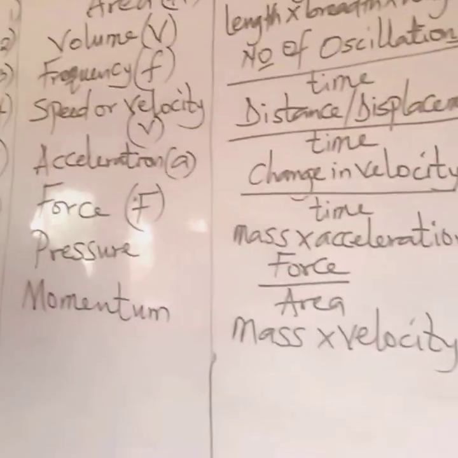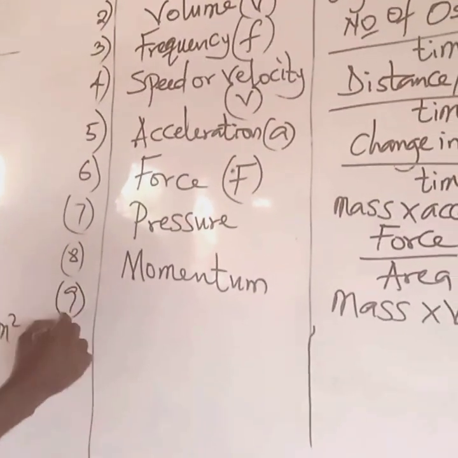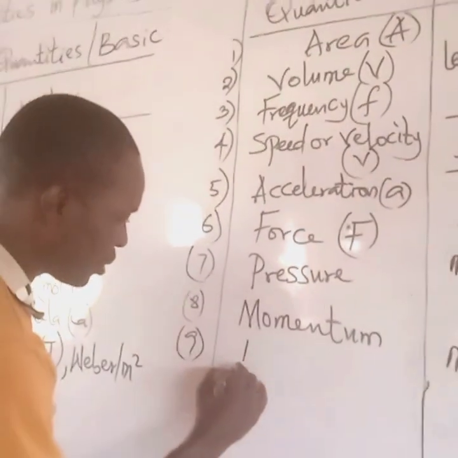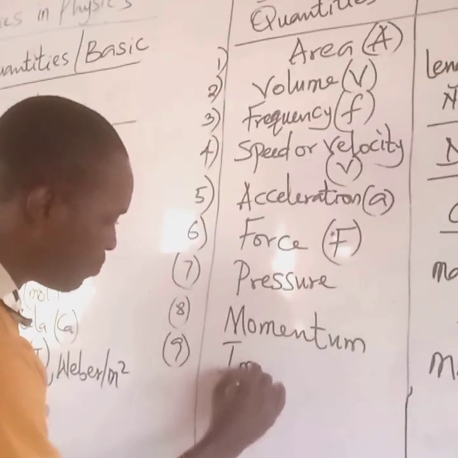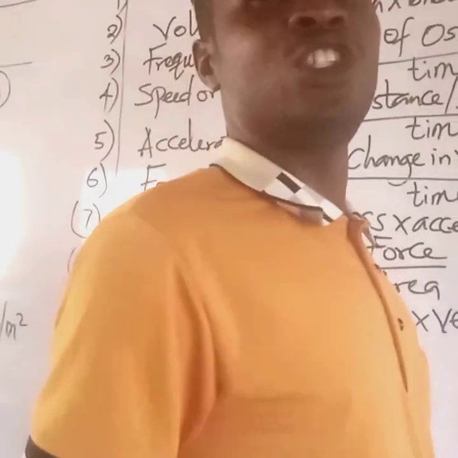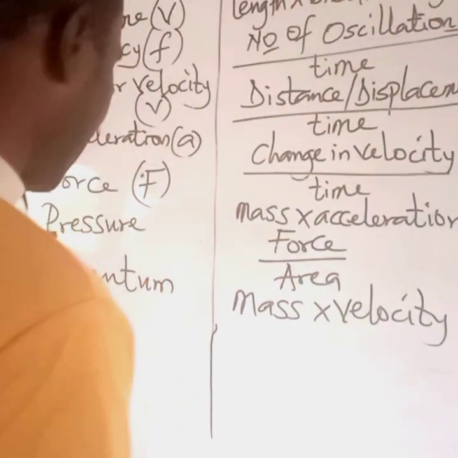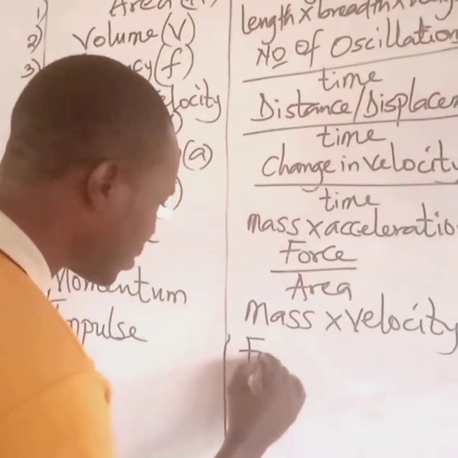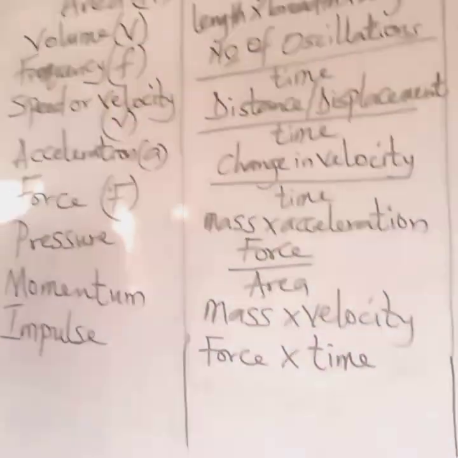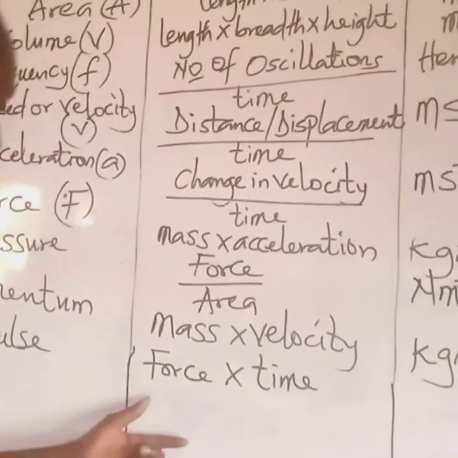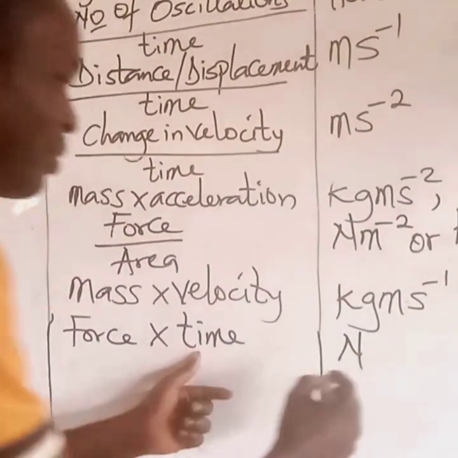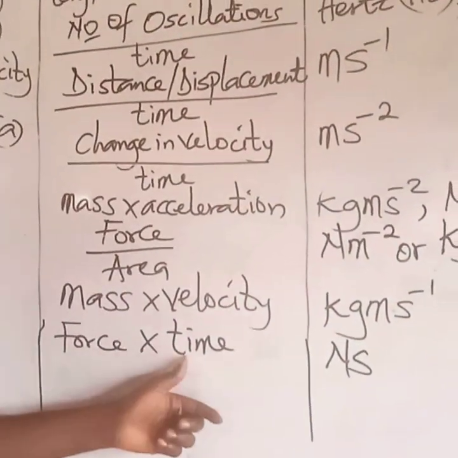So let's look at one or two more. Number 9, we can talk about impulse. Impulse means change in momentum, and it is the product of force multiplied by time, Ft. So there we can say the unit is, for force we said Newton. It can be Newton seconds because this is force and time.